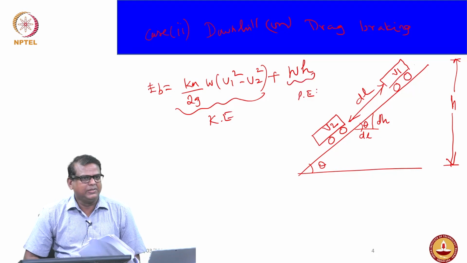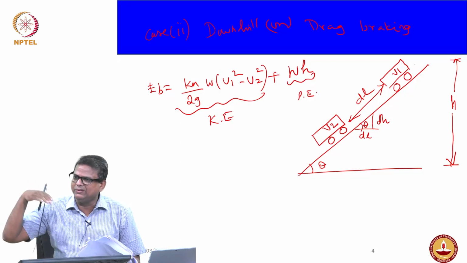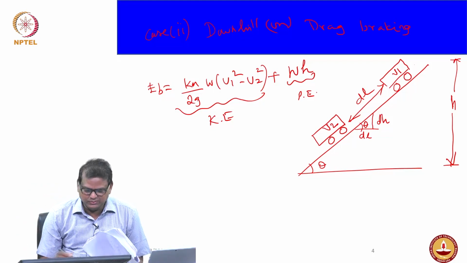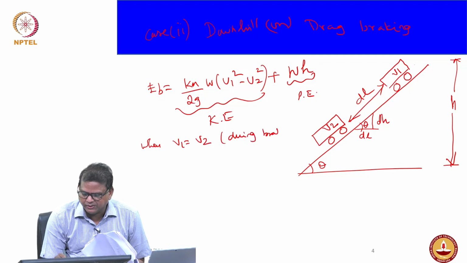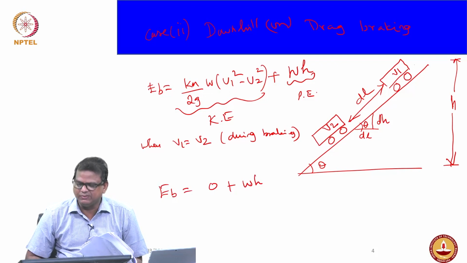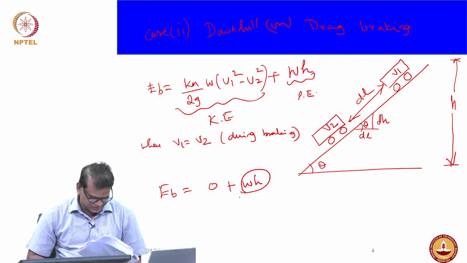Generally, during the downhill, you have to maintain the velocity constant to move down. So when velocity V1 equals V2 during the brake, what happens to this term? The kinetic energy term will be 0, and you will have only WH. That is what is given. So this only will be responsible for your brake energy.